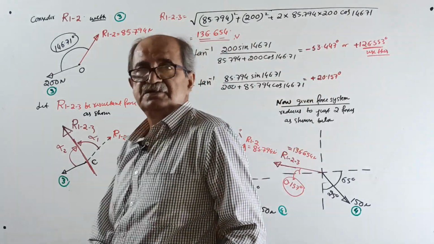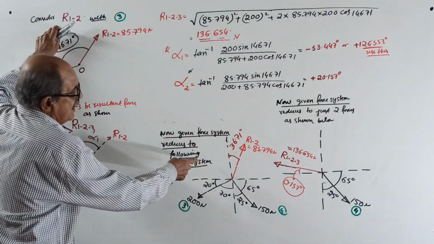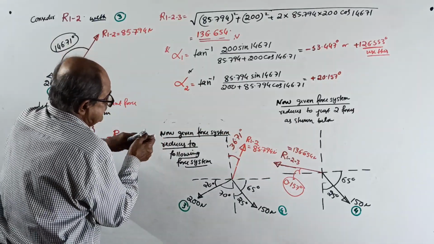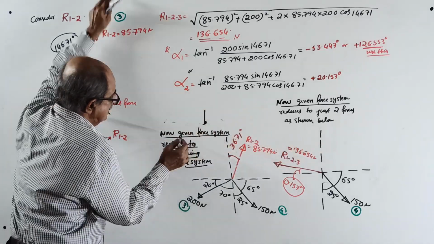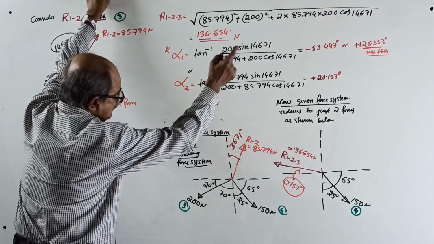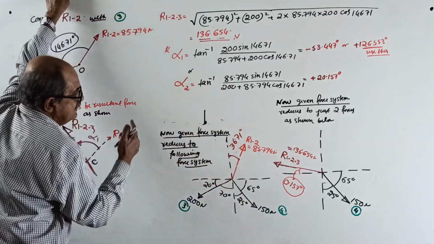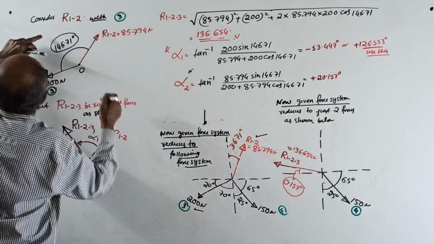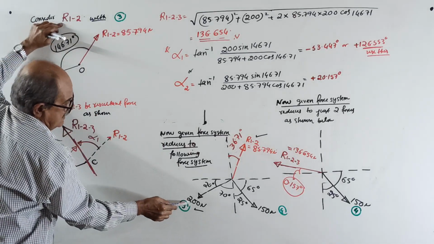Okay, start now. Remember, I already wrote here. Don't look at that one, that is for later. Last time I stopped here. I already told you, now the given force system reduces to the following force system. I explained. Now consider this R12 with 200. Consider that R12 with the fourth, number 3, that is 200.